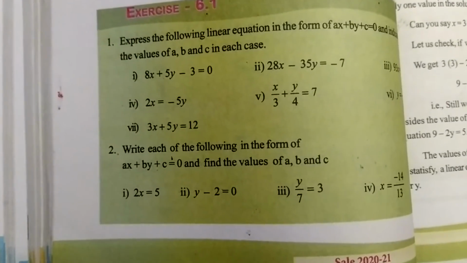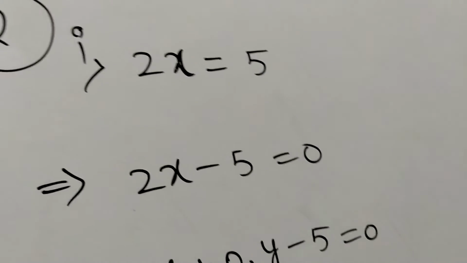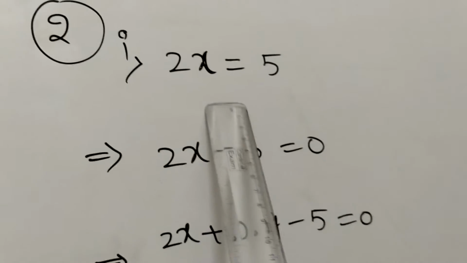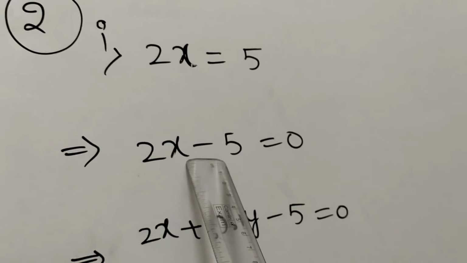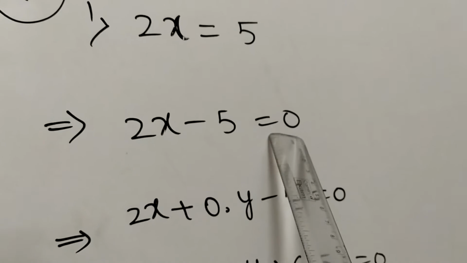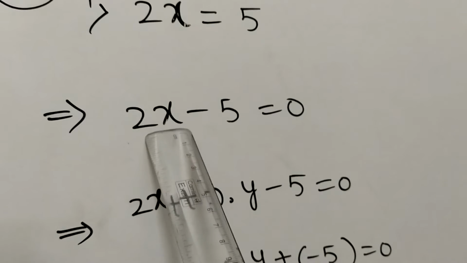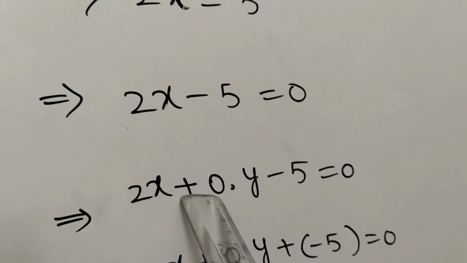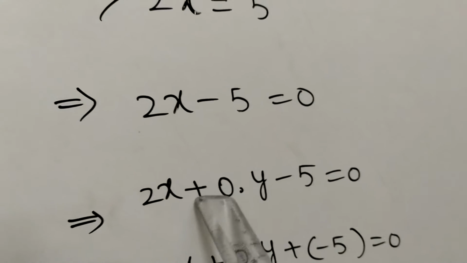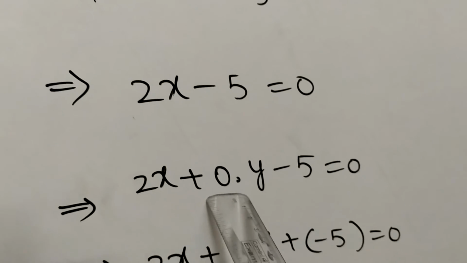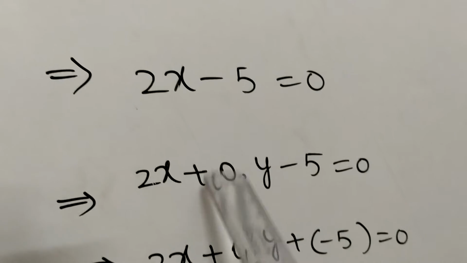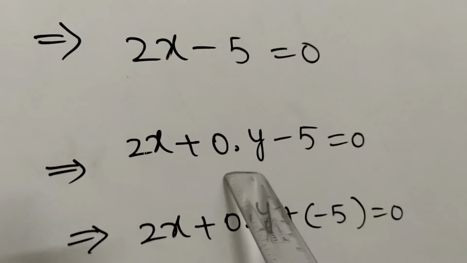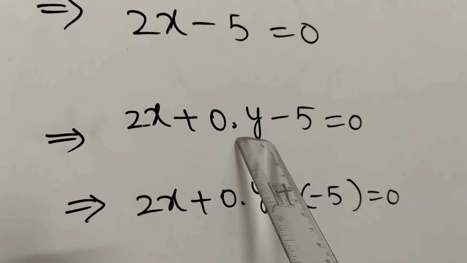2x equals to 5. So see here students, this is the solution. 2x equals to 5. Take this 5 this side, it will become minus 5. So 2x minus 5 equals to 0. And here there is no y variable. That's why I am writing 0 into y. What is 0 into y, students? Again it is 0. So 2x plus 0 minus 5 will be again 2x minus 5. So if we write here 0 into y, there is no change. Hence I am writing 0 into y.